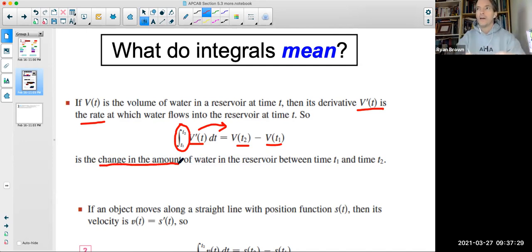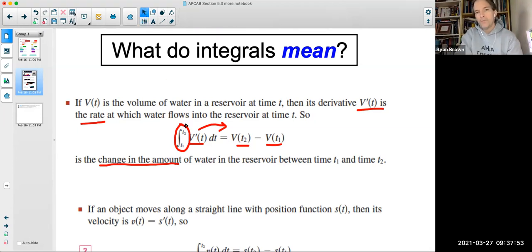So it's not just finding the area under a curve. Here, if we're talking about the amount of something, a lot of times it gives us the change in the amount over those two time periods between T1 and T2. This could be the number of people that have arrived from T1 to T2. It could be the amount of air between T1 and T2. But when you take the integral of a derivative, you go back to the amount of something.